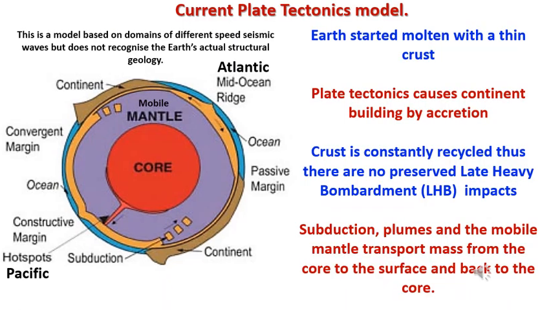This slide shows the current plate tectonics model. The Earth started molten with a thin crust. Plate tectonics causes continent building by accretion. The crust is constantly recycled, thus there are no preserved late heavy bombardment impacts, and subductions, plumes, and the mobile mantle transport mass from the core to the surface and back to the core.